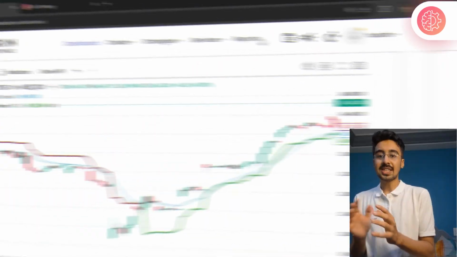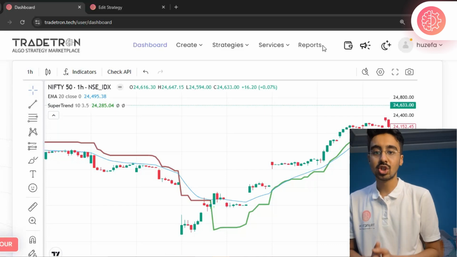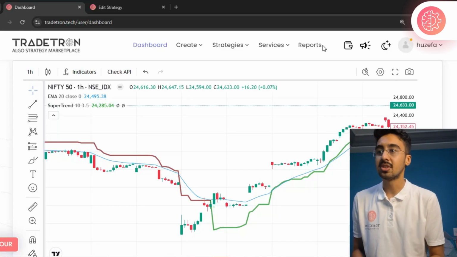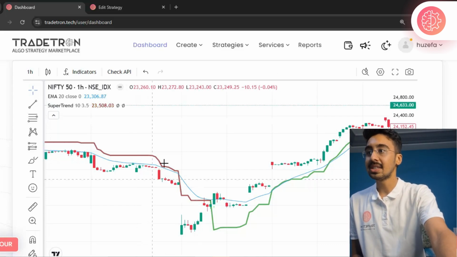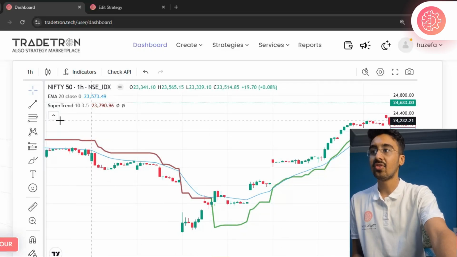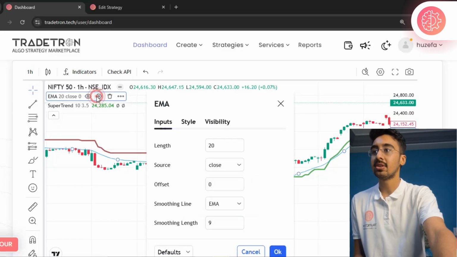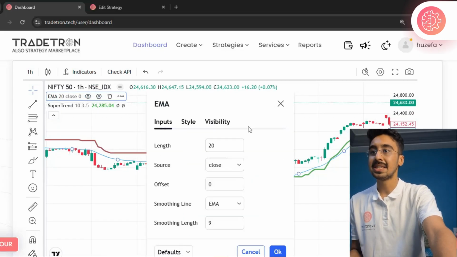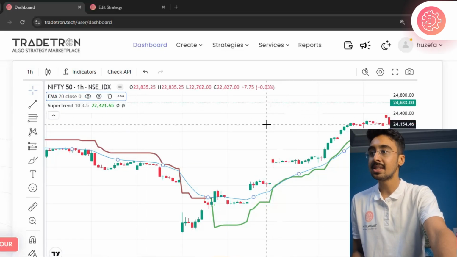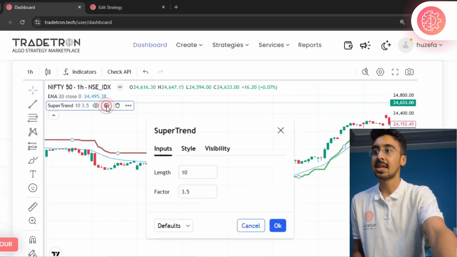So let's go to the screen and understand what exactly is the strategy that we are looking at. Let's understand the first part of the video, which is understanding what exactly this strategy is. Now, as you can see, I have the Nifty 50 spot index chart open on Tradetron. In this chart, I have two indicators that I've added. One indicator is the 20 EMA, which he recommends. And the second indicator is the Supertrend 10, 3.5, that he recommends.